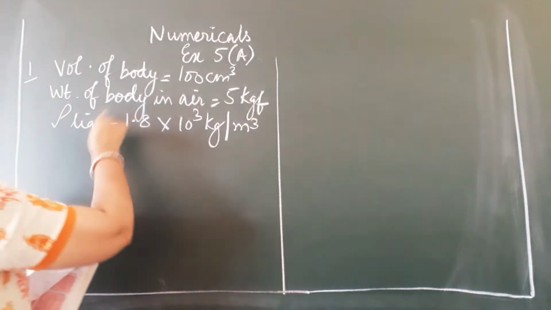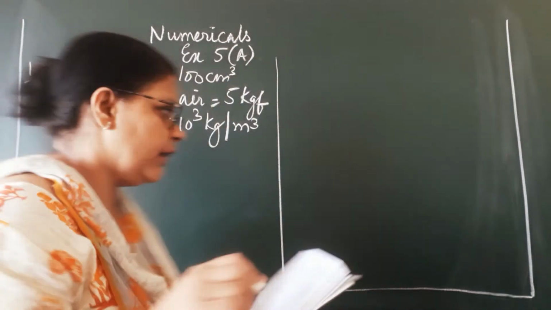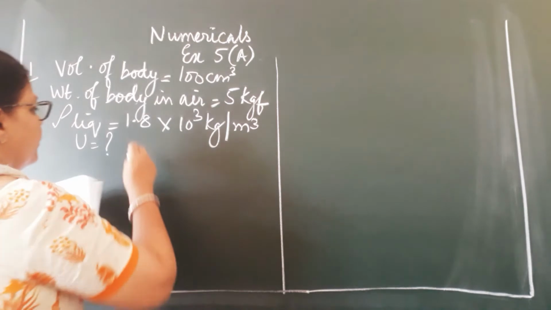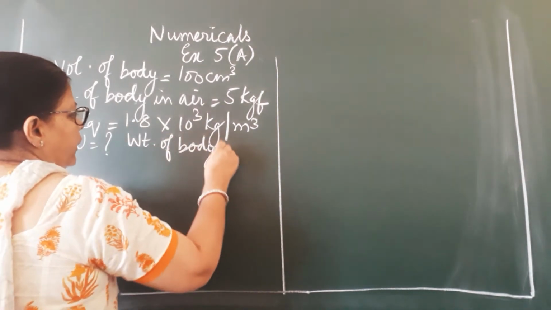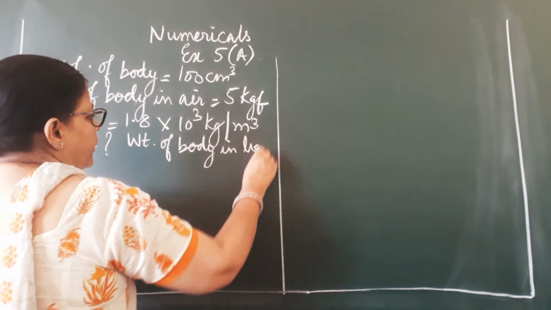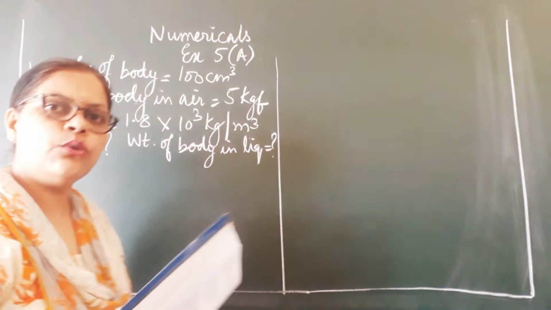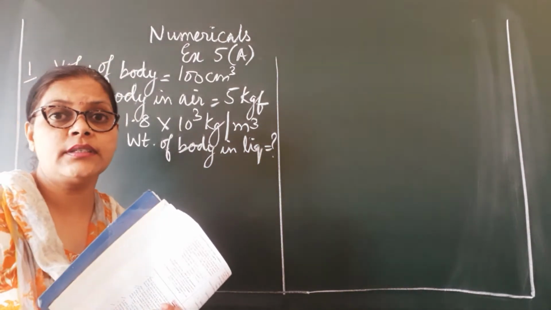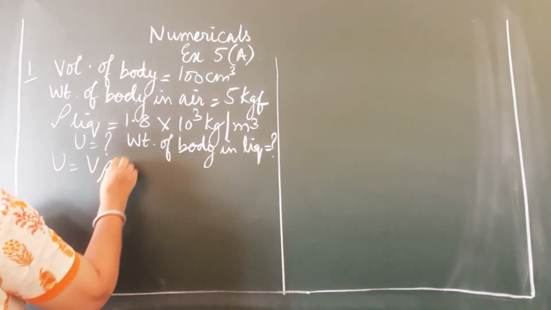Now this liquid is the liquid in which the body is immersed. Okay, what are you supposed to find out? You are supposed to find out the upthrust and also the weight of the body in liquid. So these two things are to be found out. As you very well know, children, what is the formula for upthrust? We have already done in the previous exercises. The formula for upthrust is V rho g.